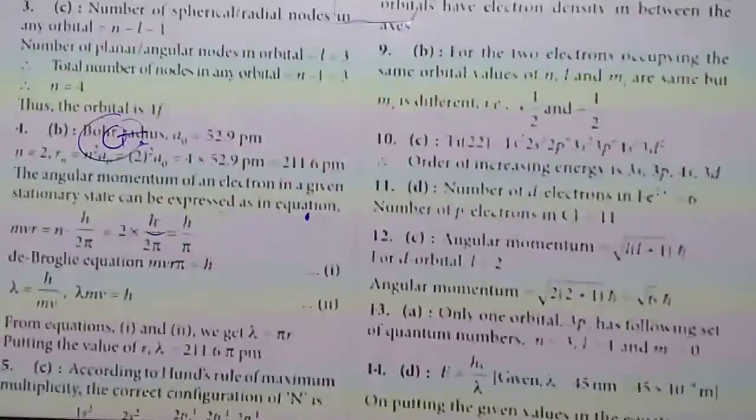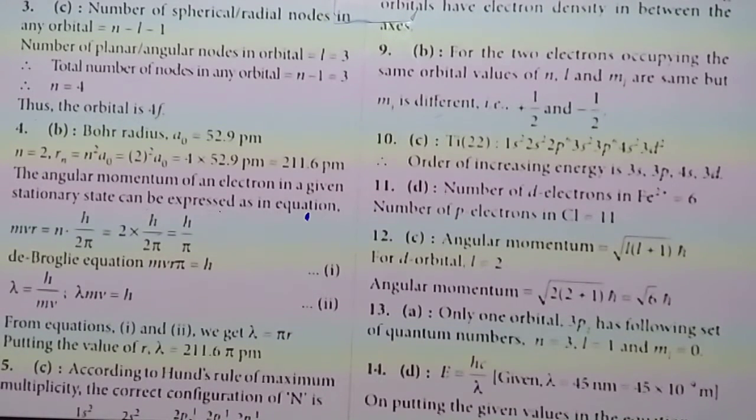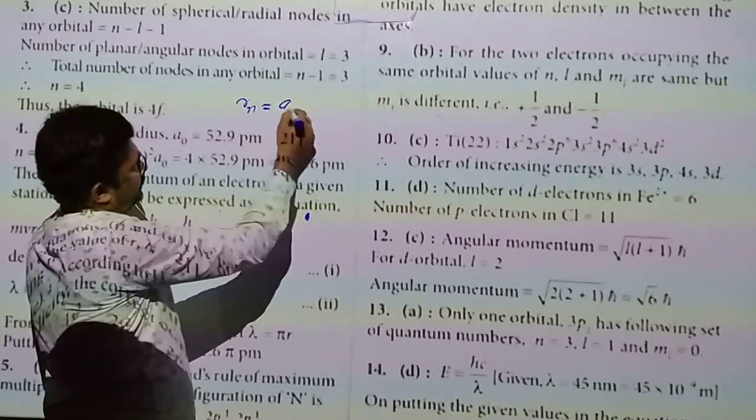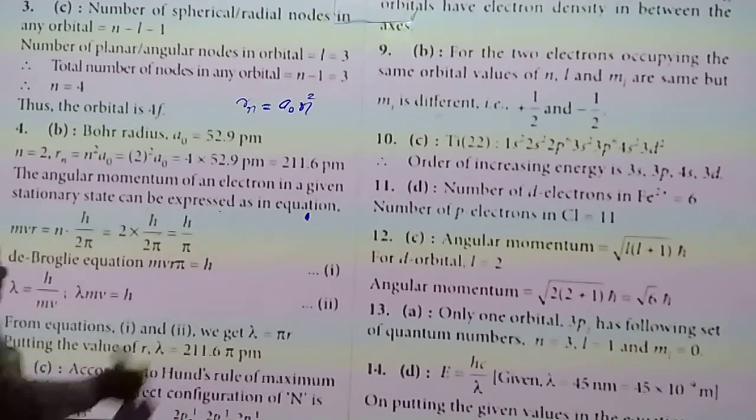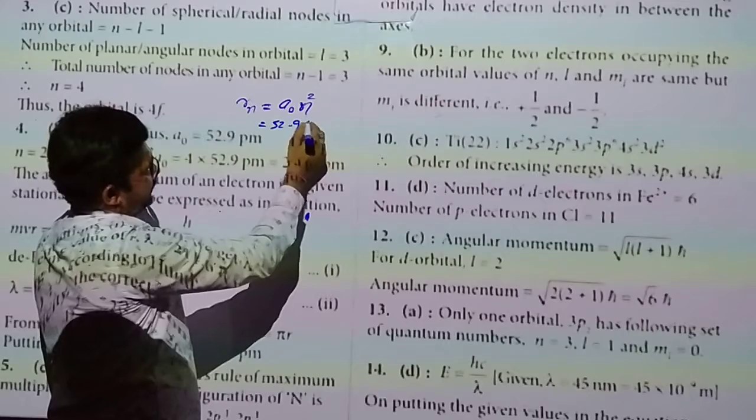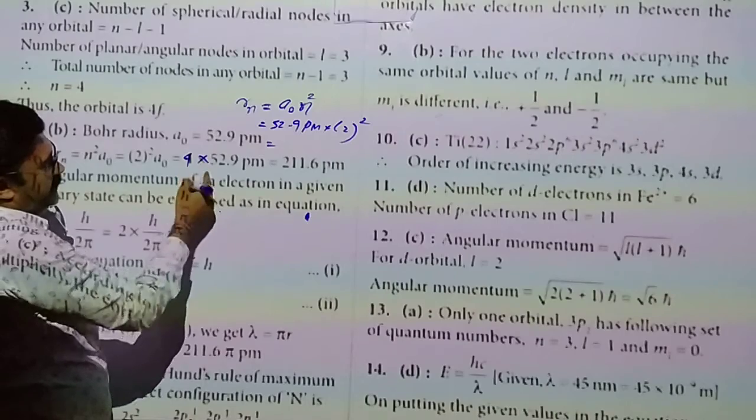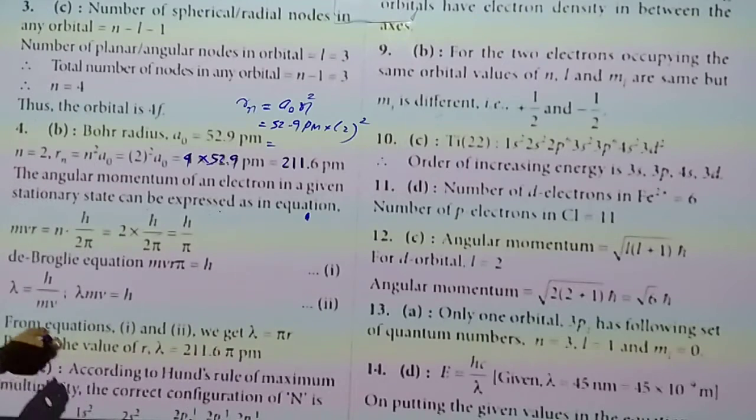Now our explanation for the fourth question. a0 is the constant, 52.9 picometer. So we know the radius will be a0 into n squared. For the second orbit, a0 is 52.9 picometer, and the square of 2 means 4. So 4 into 52.9 gives 211.6 picometer, which is the radius of the second orbit.